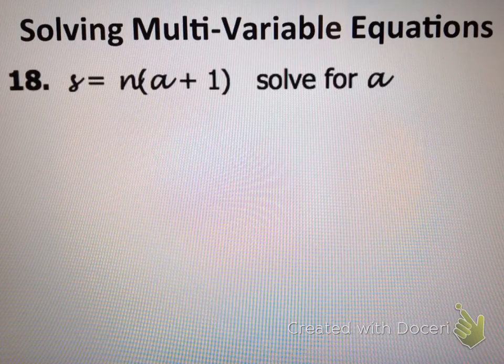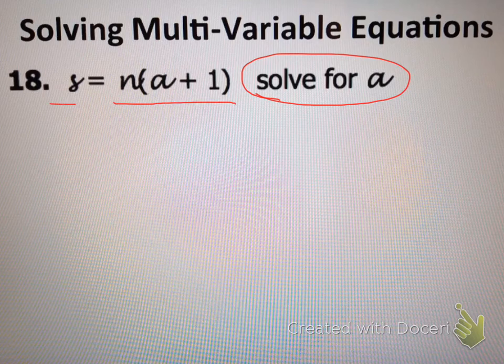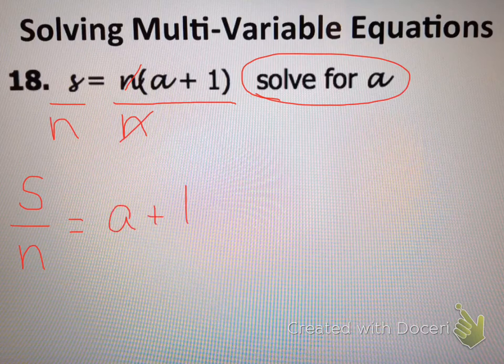Number 18 is again one of those problems that looks a little more complicated than what it is. We're asked to solve for a. Now, what we would typically do, if we were trying to simplify this problem, is multiply n, which is on the outside of our parentheses, into our parentheses using the distributive property. However, we can go ahead and do our first step and simplify this problem. We're going to divide by what's on the outside of the parentheses, which is n. Now, what that does is it cancels n out, and it leaves us with s divided by n is equal to, now our parentheses are going to be gone because we have nothing on the outside to multiply it by. So what we're going to have left is a plus 1.